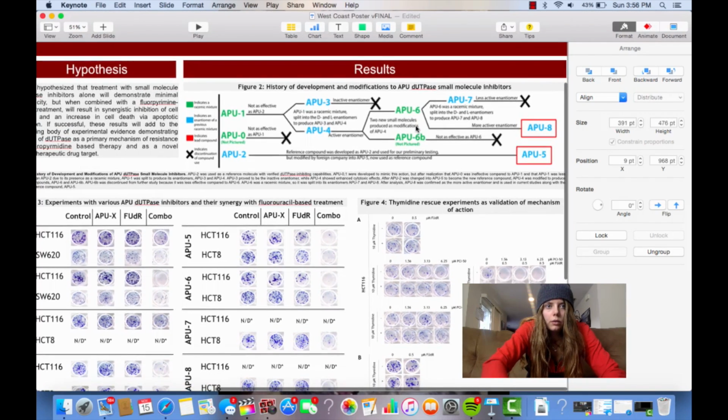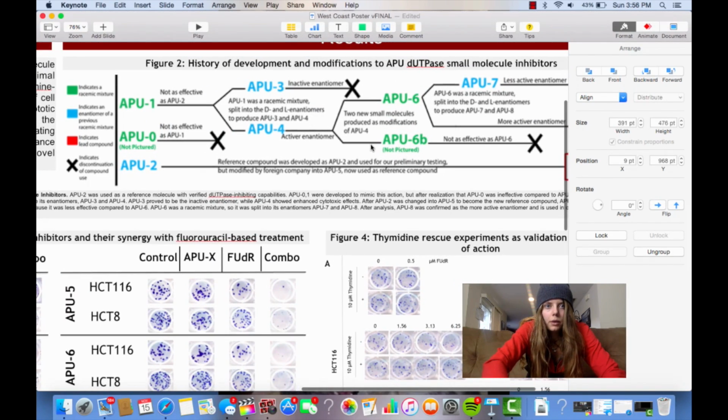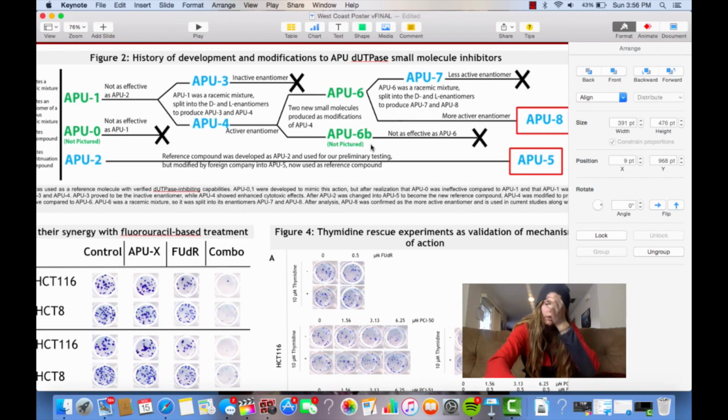If you want to go ahead and look at them, I will pause for a second so you can look at the results. So this is kind of like the timeline of the project. 1, 0, 2, 3, 4. Those are just different forms of the small molecule inhibitor for DUTPase.